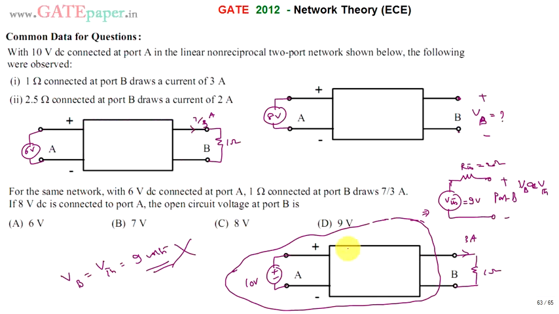So for this, 10 volts we have already taken. When 10 volts is applied at port A, then VTH of 10 volts is equal to 9 volts, that we got already. And RTH, which is going to be common, is 2 ohms. Now we are going to calculate the actual answer.